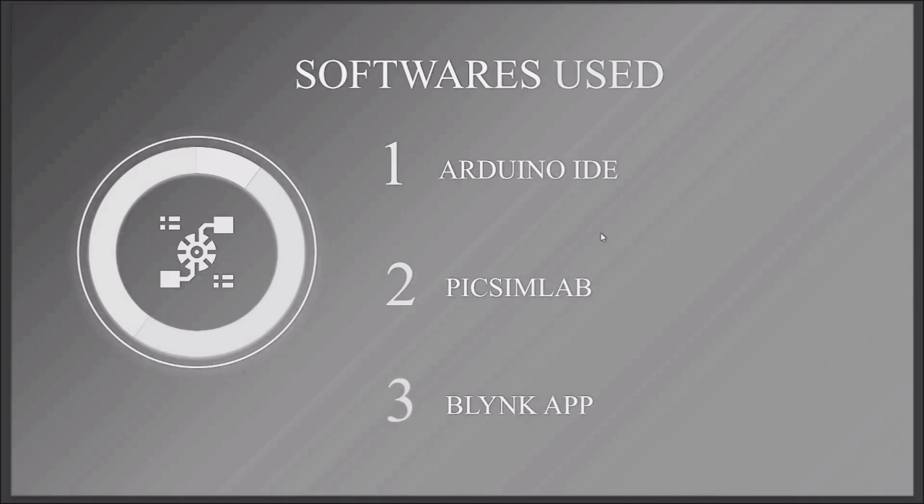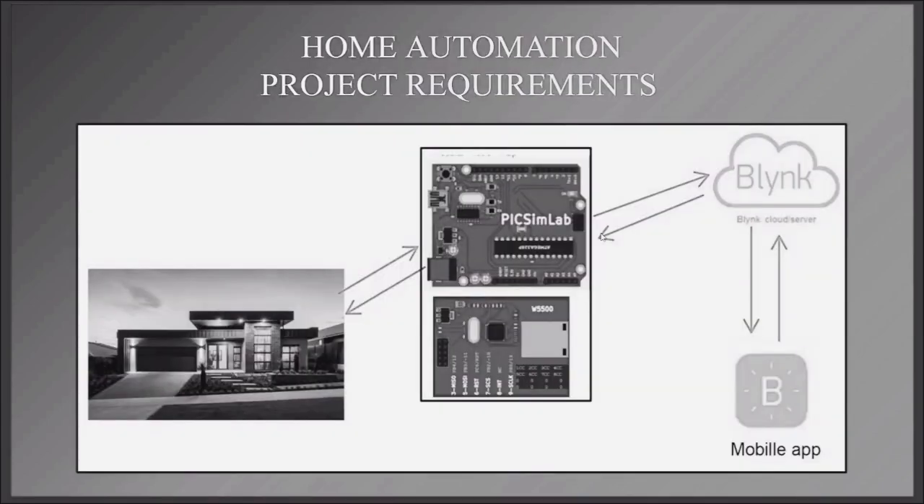Next, we are going to control all these with the help of the Blink app. It is a mobile app and IoT platform, and it allows users to easily control and monitor connected devices through their smartphones. With Blink, users can create custom interfaces with buttons, sliders, gauges, and other widgets to control their connected devices such as home automation systems, robotics projects, and industrial equipment.